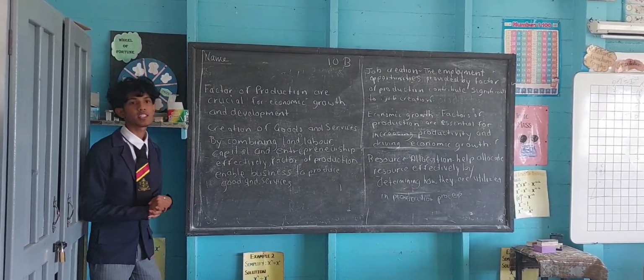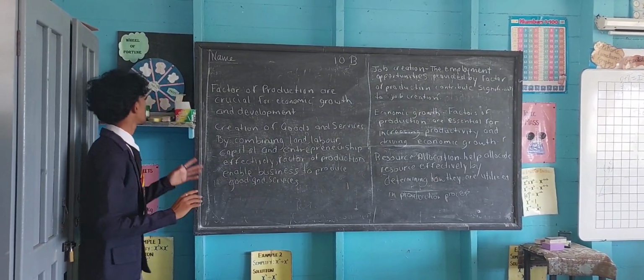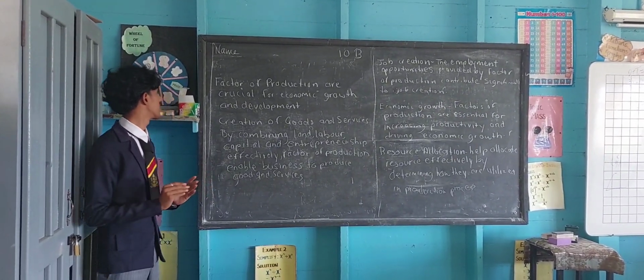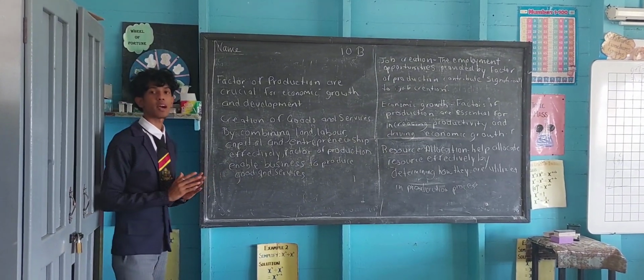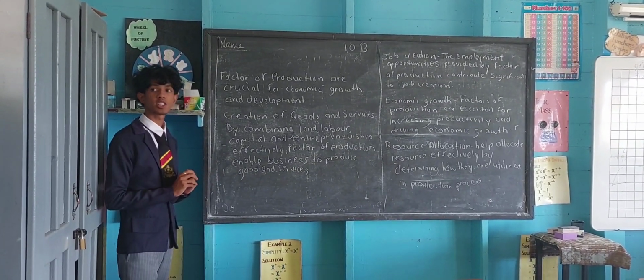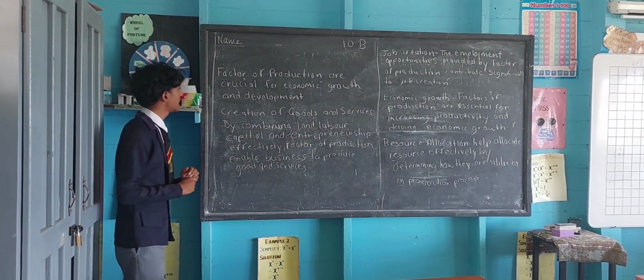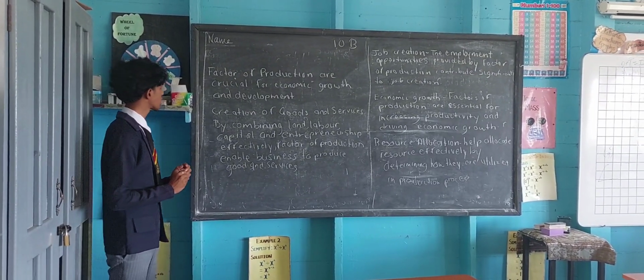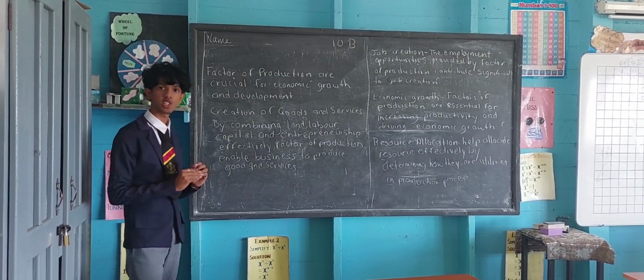So the importance of factors of production. Factors of production are crucial for economic growth and development. The first importance of factors of production is creation of goods and services. By combining land, labor, capital, and entrepreneurship effectively, factors of production enable business to produce goods and services.